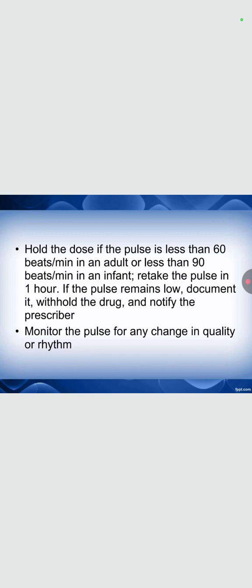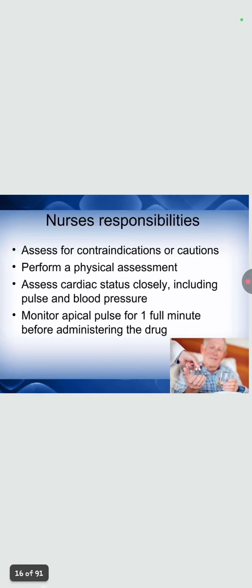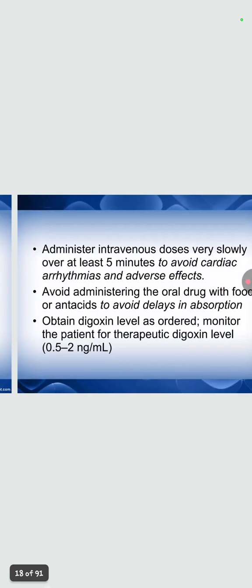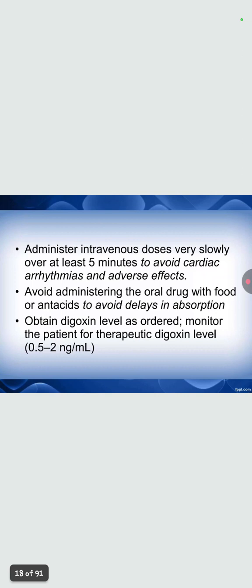Retake the pulse in 1 hour. If the pulse remains low, document it, withhold the drug and notify the prescriber. Monitor the pulse for every change in quality or rhythm. We are talking about the digoxin toxicity and the nurse responsibility in it. Then administer the IV dose very slowly over at least 5 minutes to avoid cardiac arrhythmias and adverse effects.